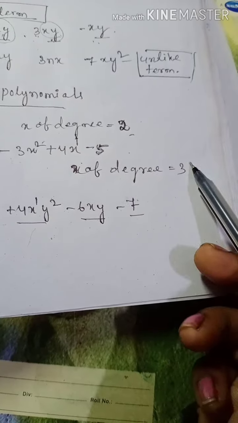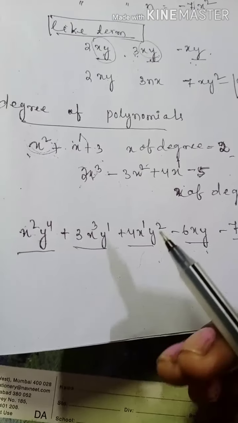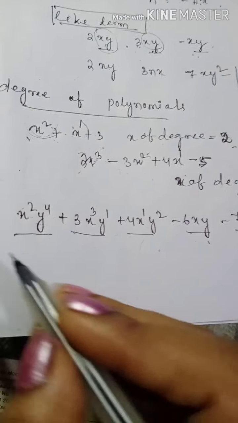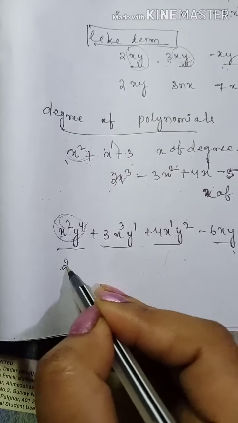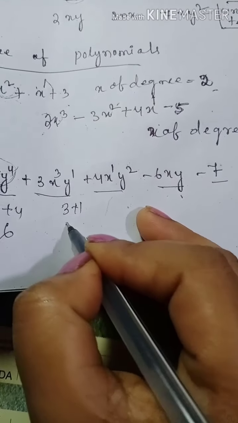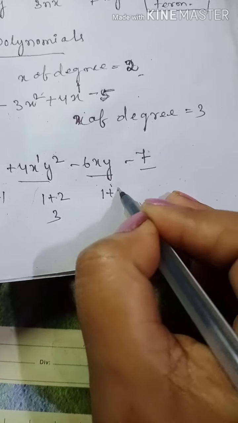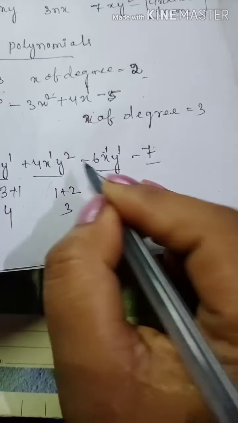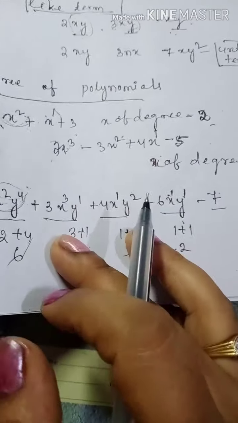Its degree is written. But as it has different types of variables, we have to know how to find out the degree. In this case, what is the total power of this term? This is 2 plus 4, that is equal to 6. Here 3 plus 1, that is equal to 4. Here 1 plus 2, that is equal to 3. Here 1 plus 1, that is equal to 2. Its power is 1, its power is also 1. 1, 1, 2. 1 plus 2, 3. 3 plus 1, 4. Here 2 plus 4 is equal to 6.